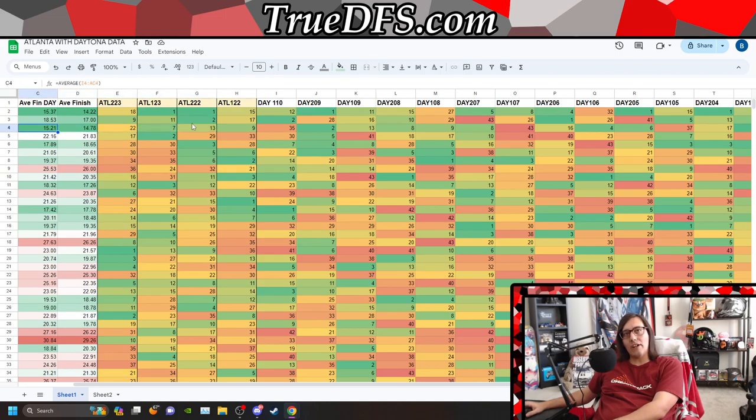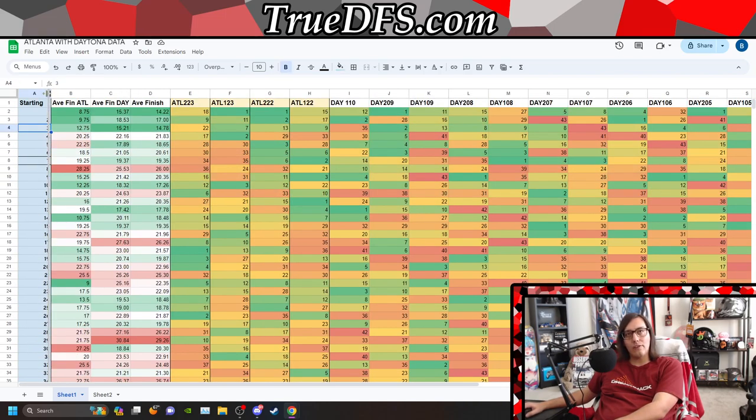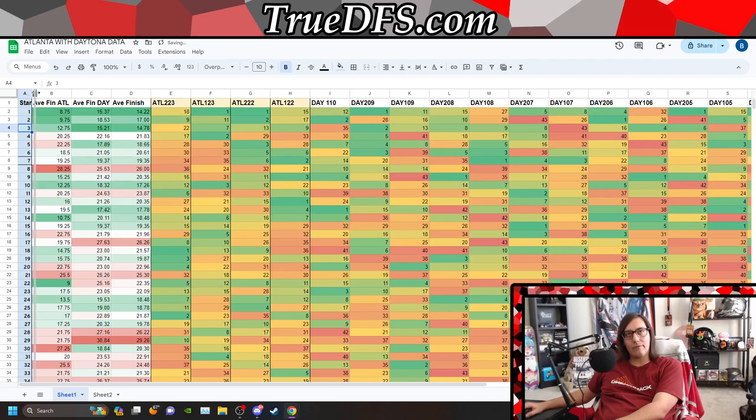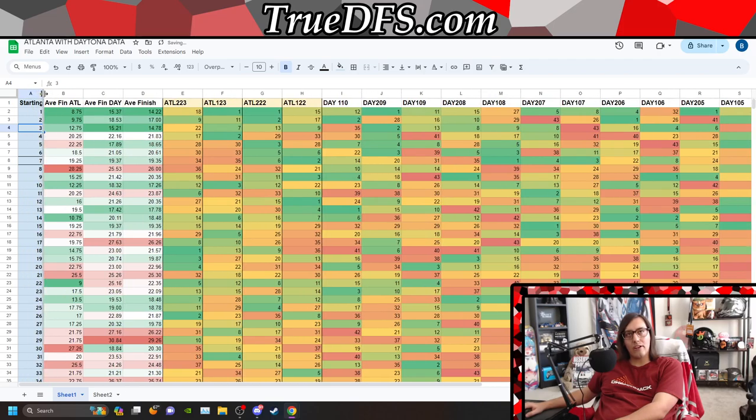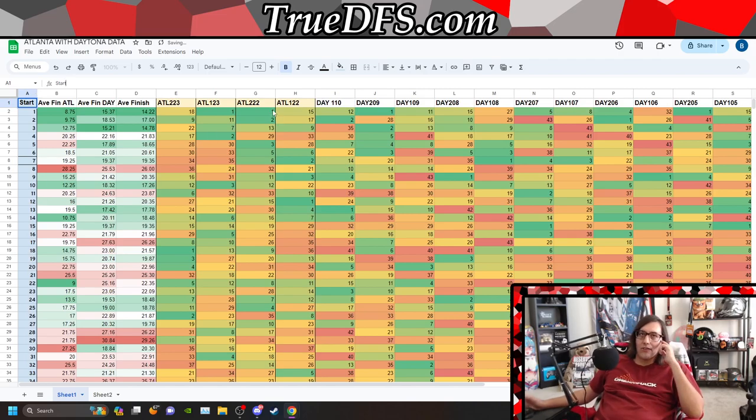And what I did is I went ahead and looked at these. These are the starting positions, clearly on the left side. We can probably scoot these guys down. I'm very particular, I like to see start, so I could just put start, actually. All right, let's move that down. That's better. So this is the average finish for Atlanta, just the four Atlanta races.